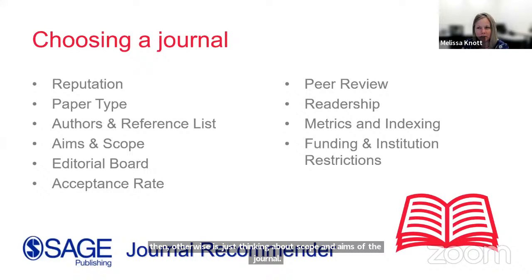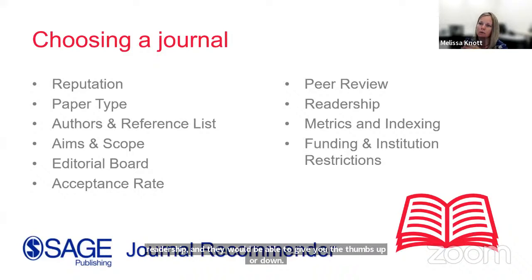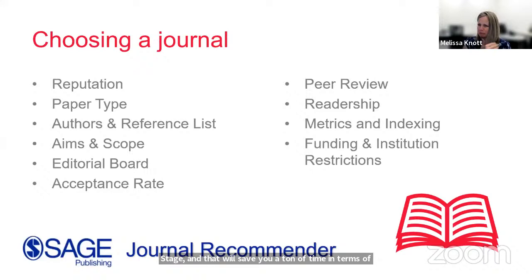If you're not sure, if you feel like your work is on the fringes of that, don't hesitate to email. Either there would be a contact for someone like Jessica, who's a journal editor, or sometimes one of the editorial members would have their addresses listed. We get those inquiries all the time. Just send the abstract and say, would this be of interest to your readership? And they would be able to give you the thumbs up or down at that stage. That will save you a ton of time in terms of formatting for one specific journal, just to have that potential decline only because of scope, where you can then invest that time in formatting for a more appropriate journal. So don't be afraid to reach out and ask those questions.